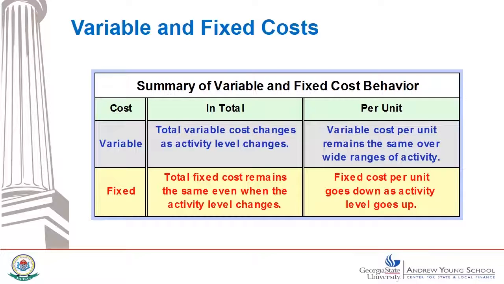Fixed costs remain the same even when the activity levels change. Rent doesn't change until you need a larger or different space. However, the fixed cost per unit goes down as the activity level goes up. For example, divide the fixed rent by the number of activities. $1,000 in rent divided by 250 shots equals $4 per shot. But $1,000 in rent divided by 500 shots lowers it to $2 per shot.